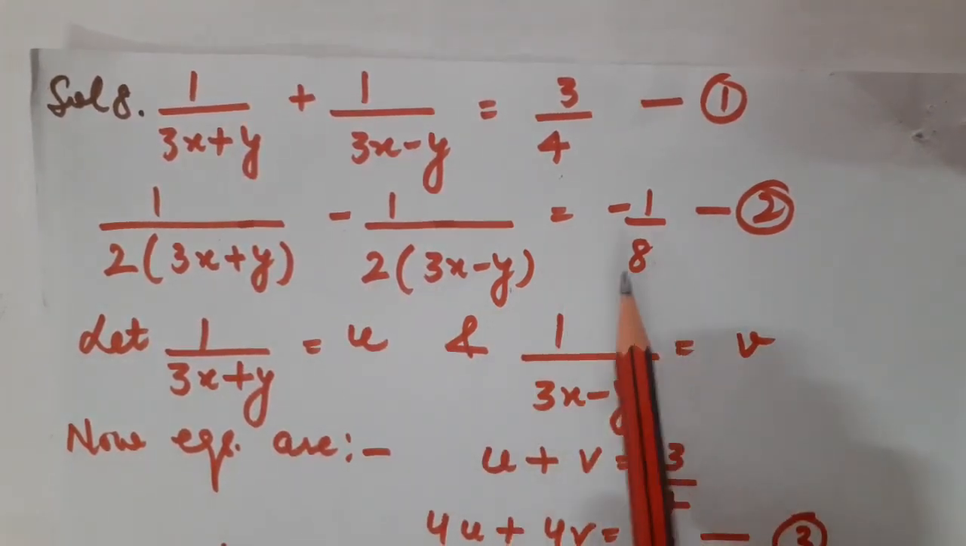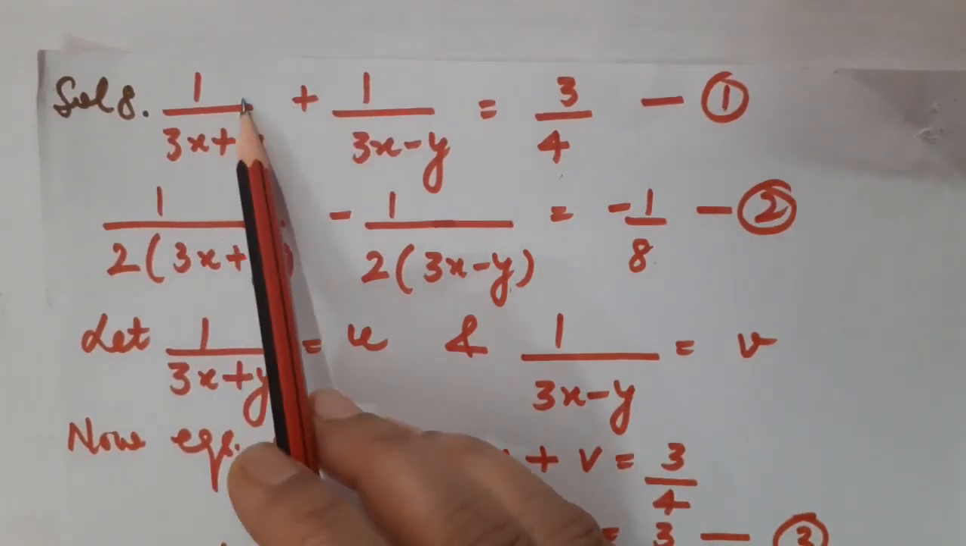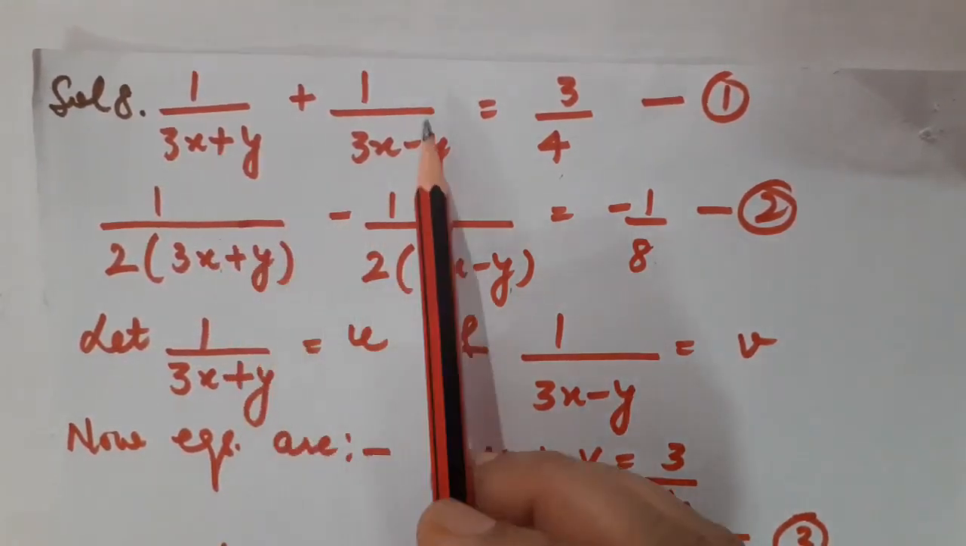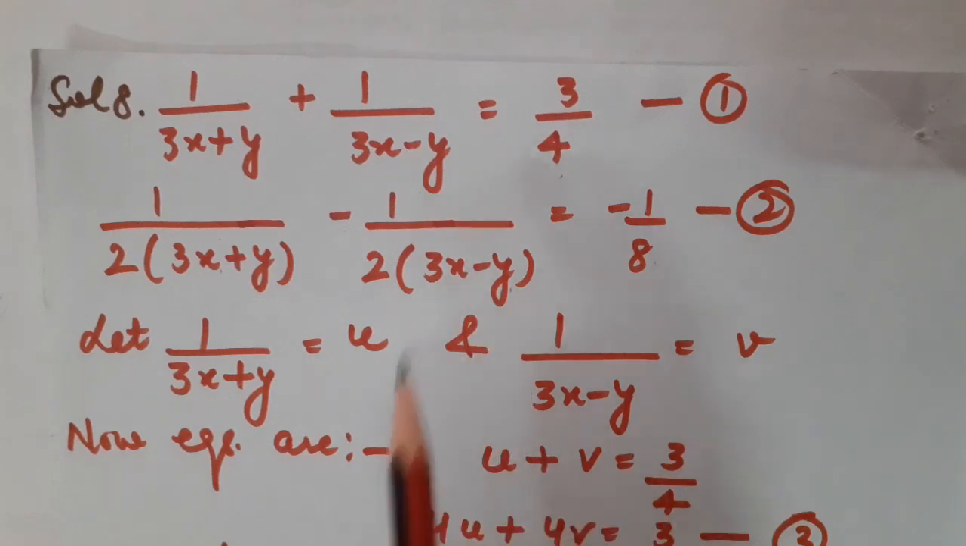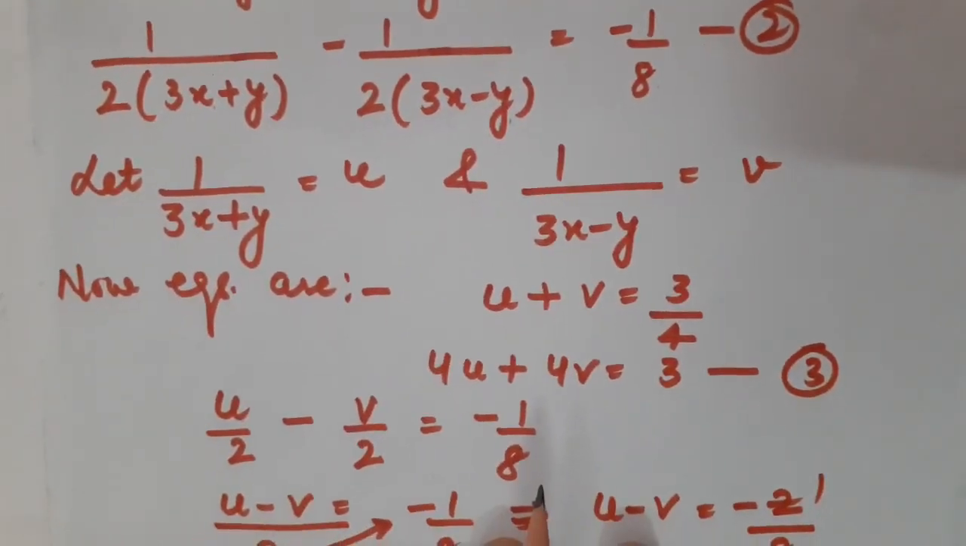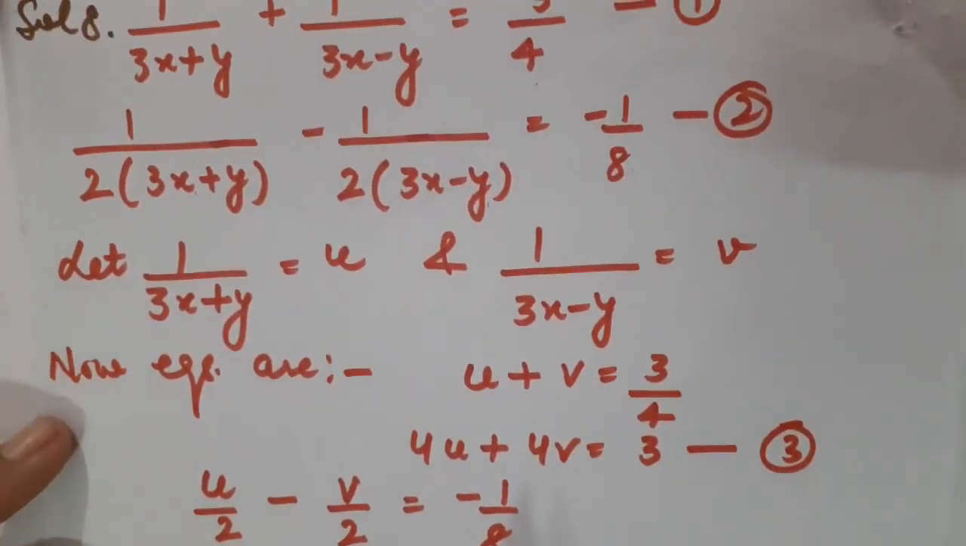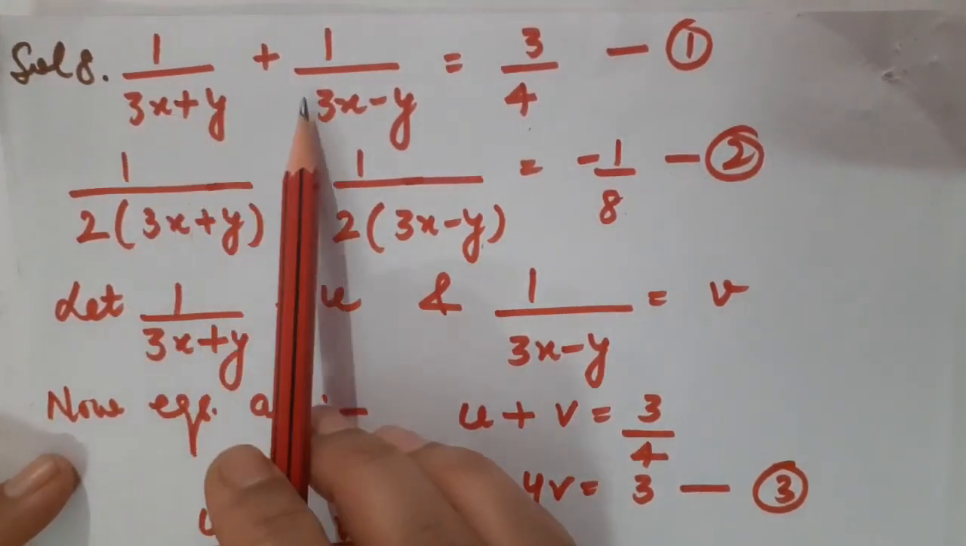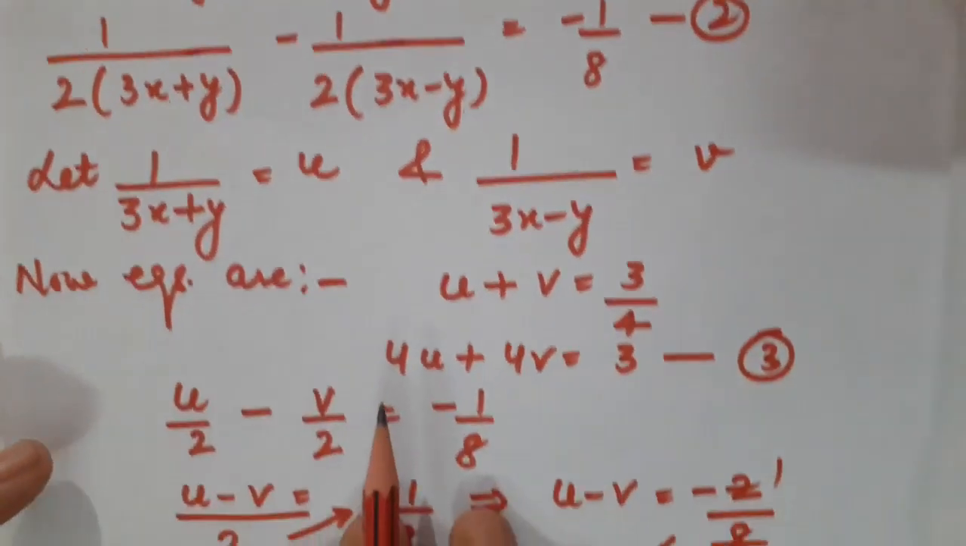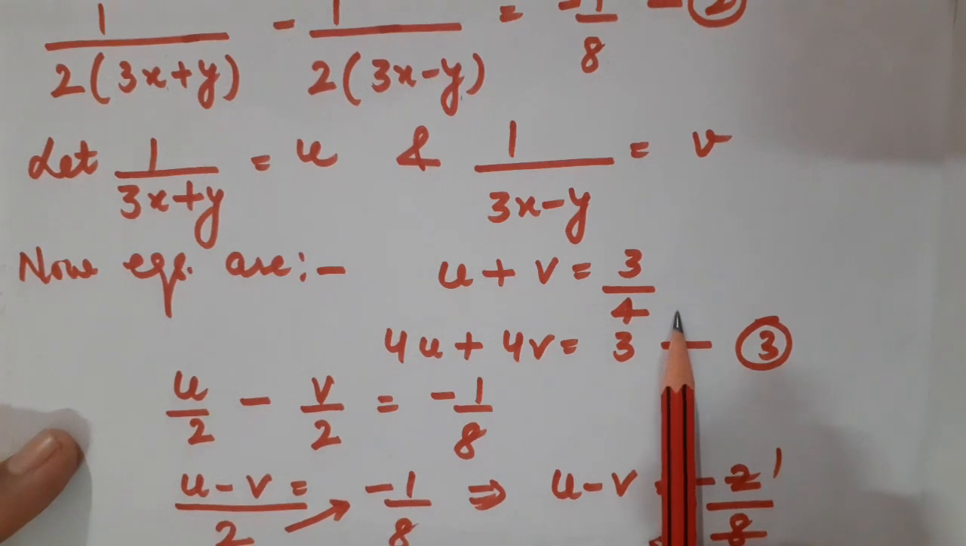Another is 1 upon twice of 3x plus y minus 1 upon twice of 3x minus y is equal to minus 1 upon 8. As here children, you are observing that 1 upon 3x plus y and 1 upon 3x minus y are common. So let us assume them as u and v. So what will the equations become now? It would be u plus v is equal to 3 by 4.